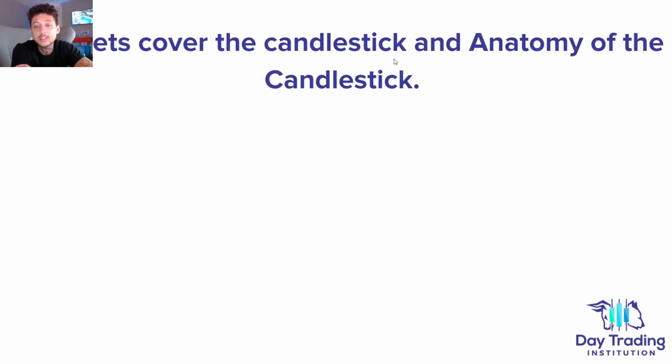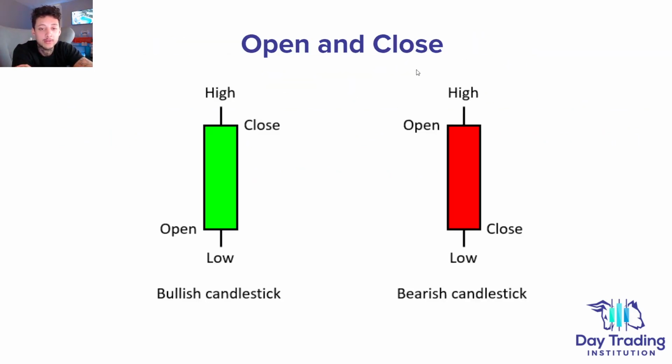Now, let's cover the candlestick and the anatomy of the candlestick. So when we talk about candlesticks, we need to understand a few things. We're going to have two types of candlesticks: a bullish candlestick and a bearish candlestick. A bullish candlestick means that there's simply buying volume. This is a buyer's candlestick. A bearish candlestick means that there is selling volume, and this is a seller's candlestick. Now, there's going to be four main aspects to a candlestick. You're going to have the open, the close, the low, and the high.